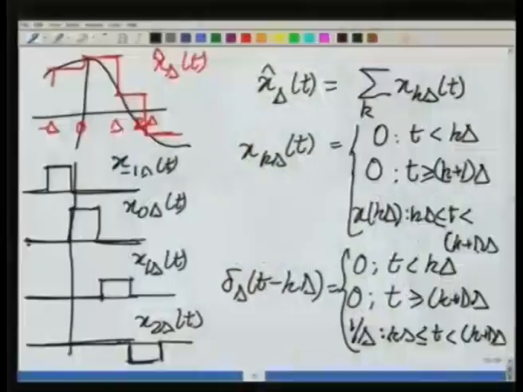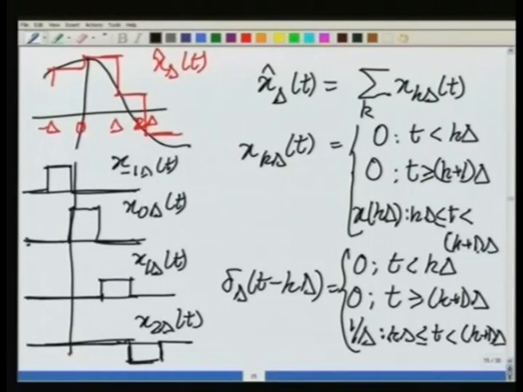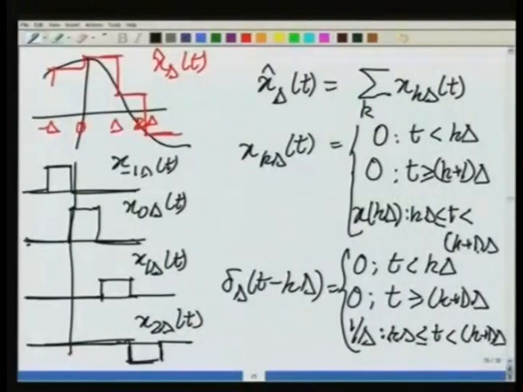So, you will see that both x k delta of t and delta delta of t minus k delta are constant in the interval from k delta to k plus 1 delta. One of them is equal to x of k delta, the other is equal to 1 by delta. So, all we need to do is to find the appropriate scale factor, and we would have to begin with a means of representing the different component, simpler component signals x k delta in terms of the approximate impulse. So, let us do this now.